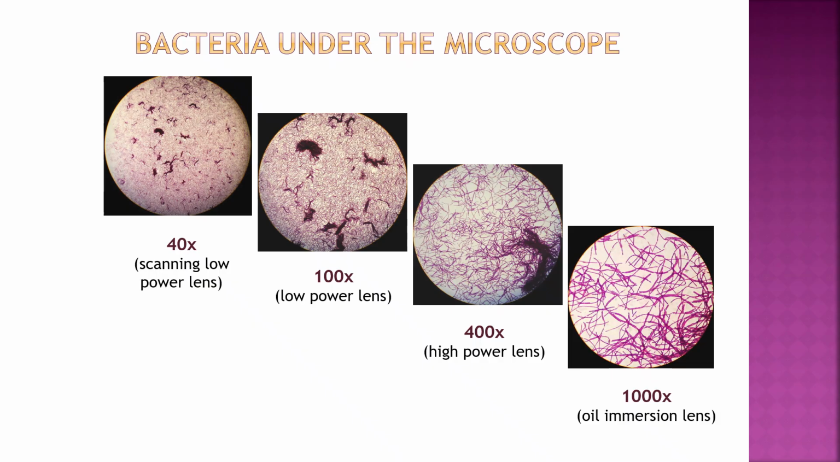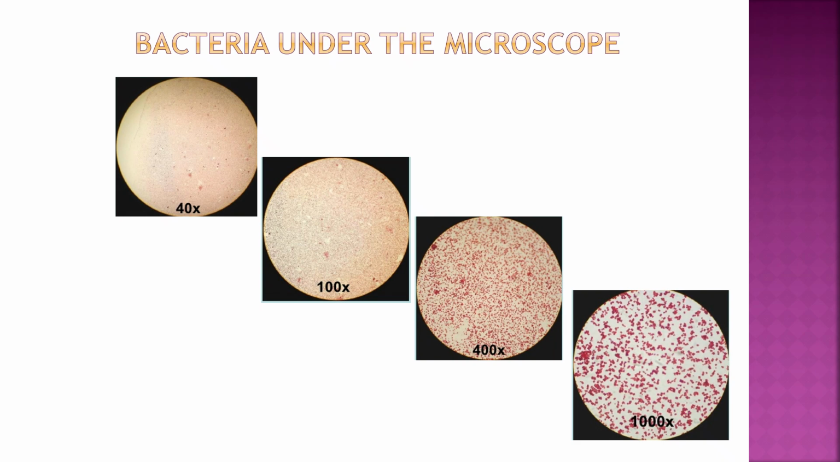Under the low power, the next one up, you see a little bit more detail. When we get to the 400x, you really start to see the shape and you can discern a lot more detail. And then finally, under oil immersion, which is the 1000x, you'll be able to see a lot finer detail, which is why we use the oil immersion lens. Here's the same idea. Bacteria underneath the microscope, 40 to 1000x.